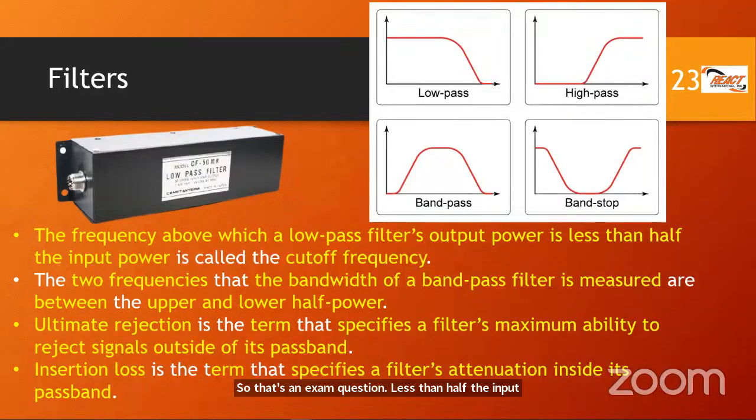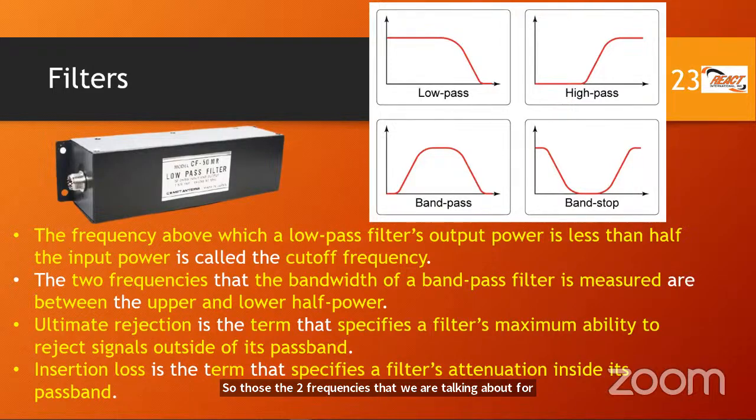Also, the two frequencies that set the bandwidth of a bandpass filter, so we're dealing with this graph here now, this is frequency 1, frequency 2. The bandwidth of a bandpass filter is measured between the upper and lower half power. So what do we mean by that? You have to go to minus 3 dB from the maximum output here to determine where the frequency cutoff starts and ends. So this is the bandpass filter. It's the upper and lower half power, so about here and about here. Those are the two frequencies that we're talking about for the bandpass filter.